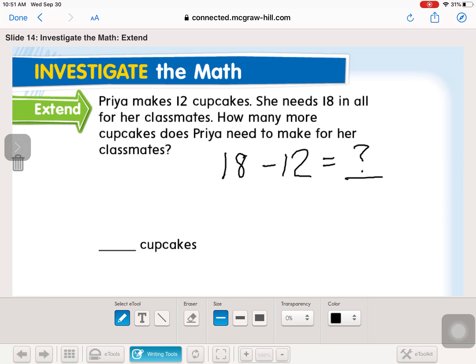We can also flip this around. 12 plus what equals 18. Okay, either way, whatever one works best in your brain is the one that you can use to help you solve. So I'm going to start at 12 and count up. 12 in my heart, count up to 18, 13, 14, 15, 16, 17, 18. I counted on 6 times, so she needs to make 6 more cupcakes.